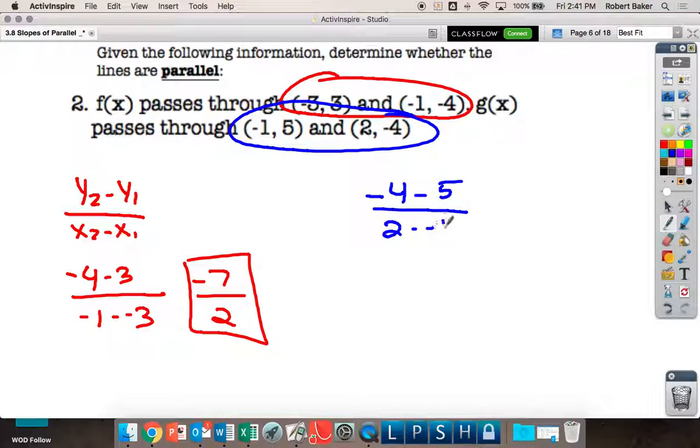Hey, by the way, Garrett got a pink yesterday. Are those the same thing? No. So what is the answer to this question? No.